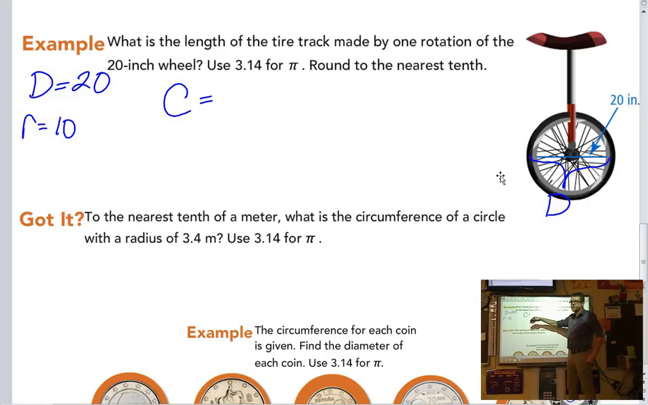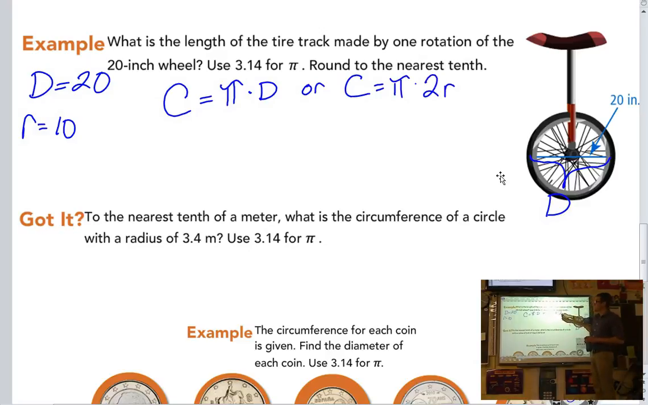Because circumference, what's my formula? 3.14 times 20. Whitney, what's my formula? For circumference. If you don't remember, look back on the front. Is that radius times diameter? No, it's either pi times diameter or pi times 2r, because 2r is your diameter.